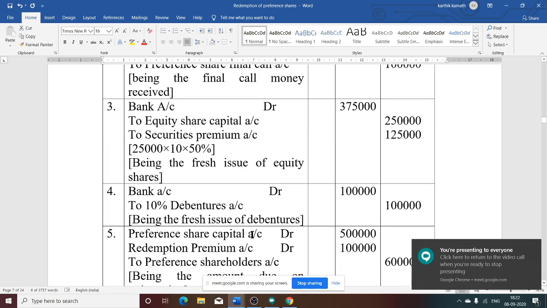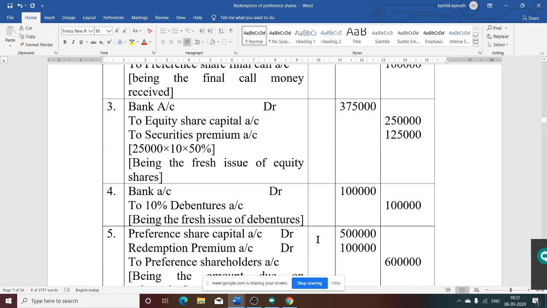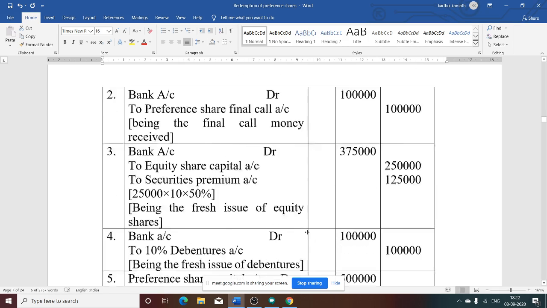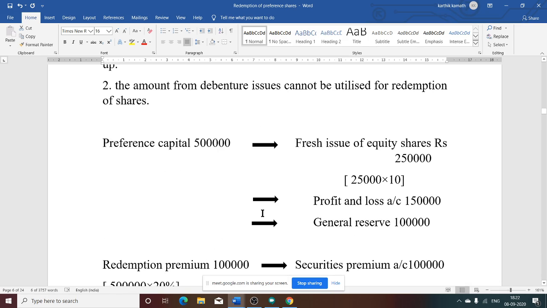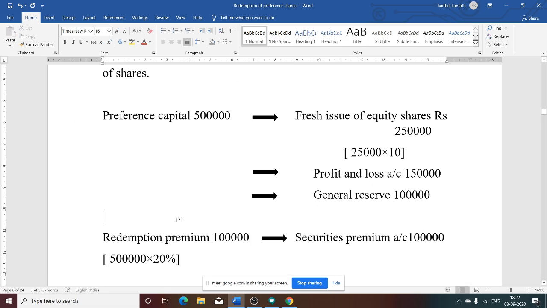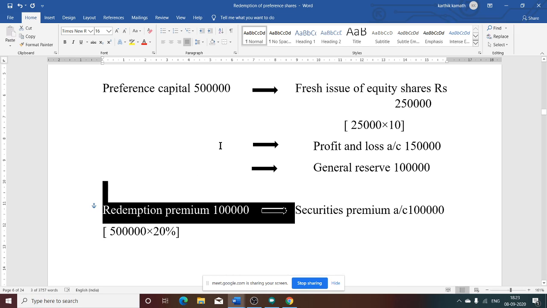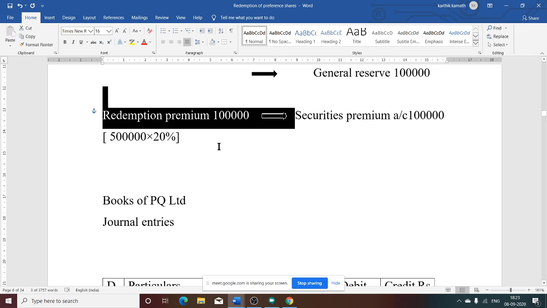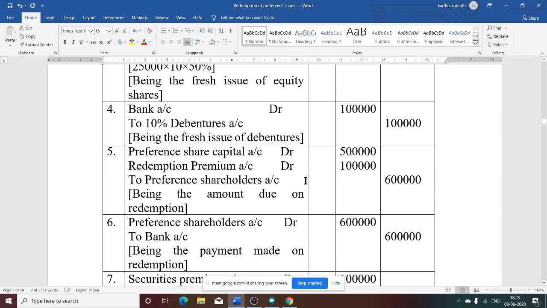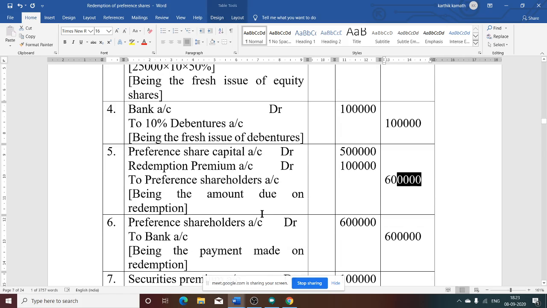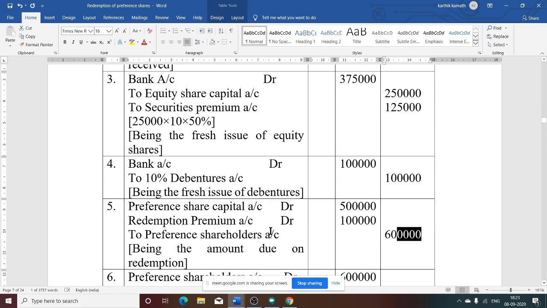Yes, preference share capital account debit 5 lakh. How 5 lakh? 4 lakh plus 1 lakh. 4 lakh is 80%, that is partly paid. Now we have converted into fully paid. 4 lakh plus 1 lakh, that is 5 lakh. Debit redemption premium. See the working note. If you see the working note, you will come to know. See this preference share capital 5 lakh, redemption premium 1 lakh. So 5 plus 1 need to be paid to the preference shareholder. So preference share capital account debit, redemption premium account debit to preference shareholder, that is 6 lakh, being amount due on redemption.